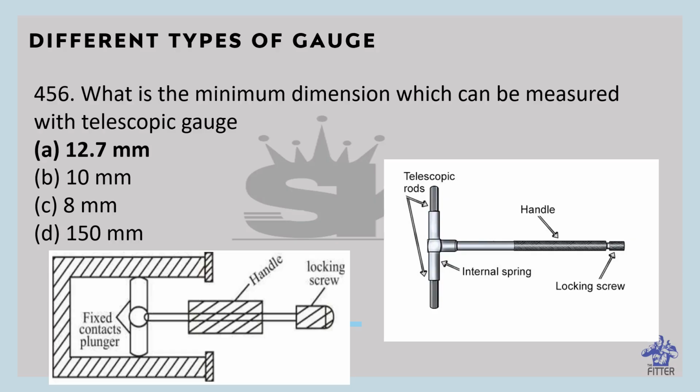Okay, in one set there are 5 telescopic gauges available, which range from 12.7 mm to 152.7 mm. So the range is 12.7 mm to 152.7 mm. In one set, 5 telescopic gauges are there.